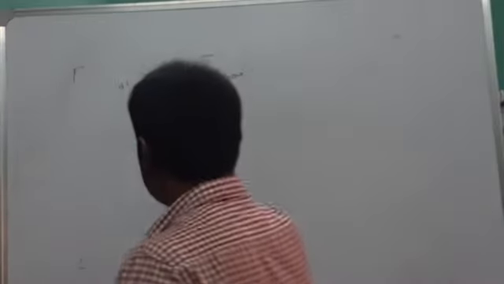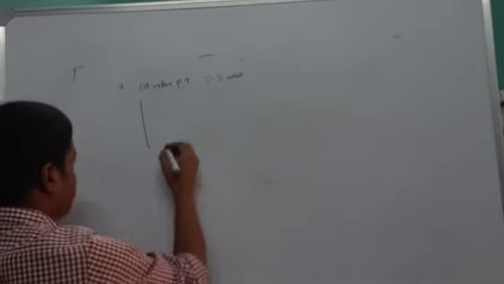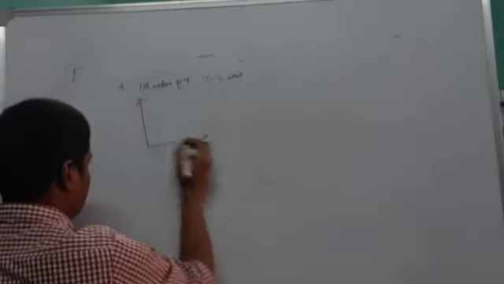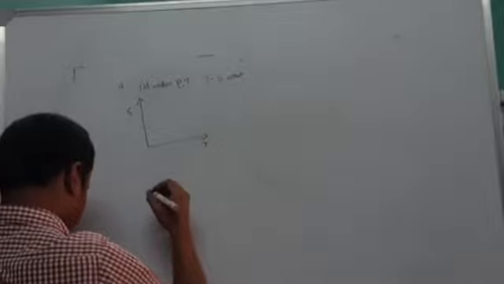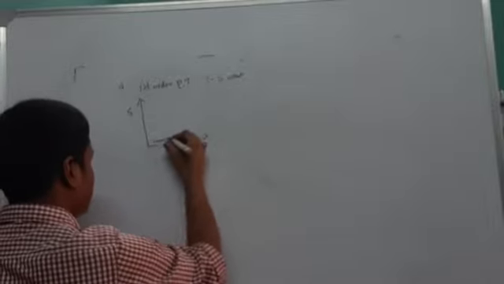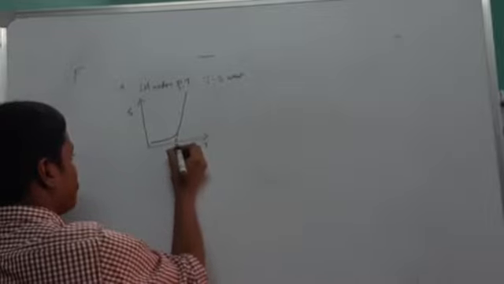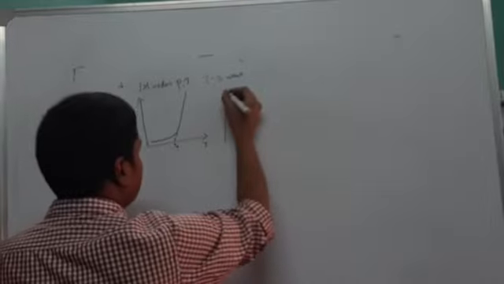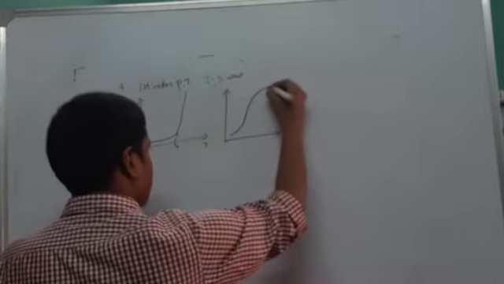So I'll draw all the 4 curves for you. These are the 4 options that are given, the 4 curves, T and S. T is on the x-axis, S is on the y-axis. The first curve is like this. It's Tc. Second curve is like this.